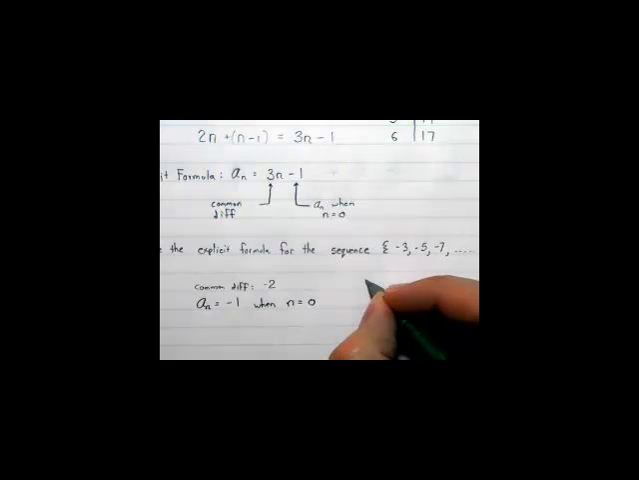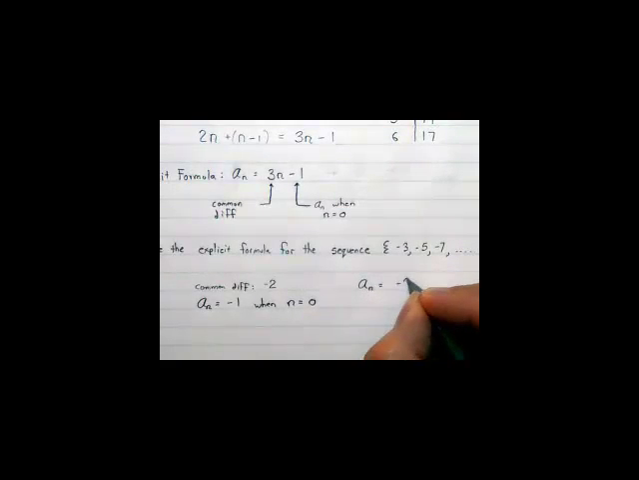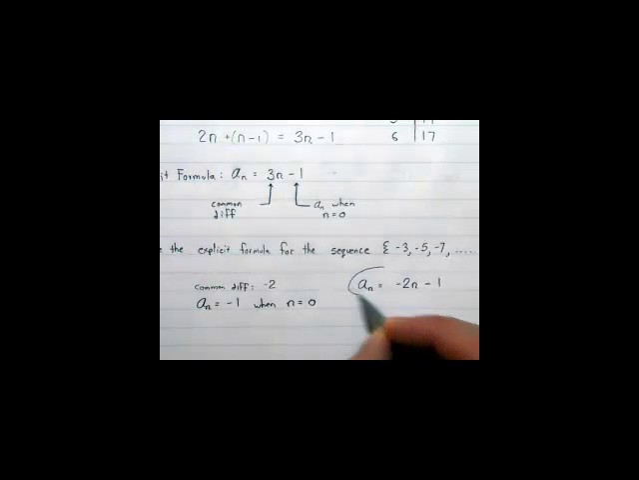So then my explicit formula would be a sub n equals -2n minus 1. Again, it's just a linear function. Slope of -2, because that's how much it's changing, right? And -1 would be its initial spot when n is 0. So, yeah. That works.